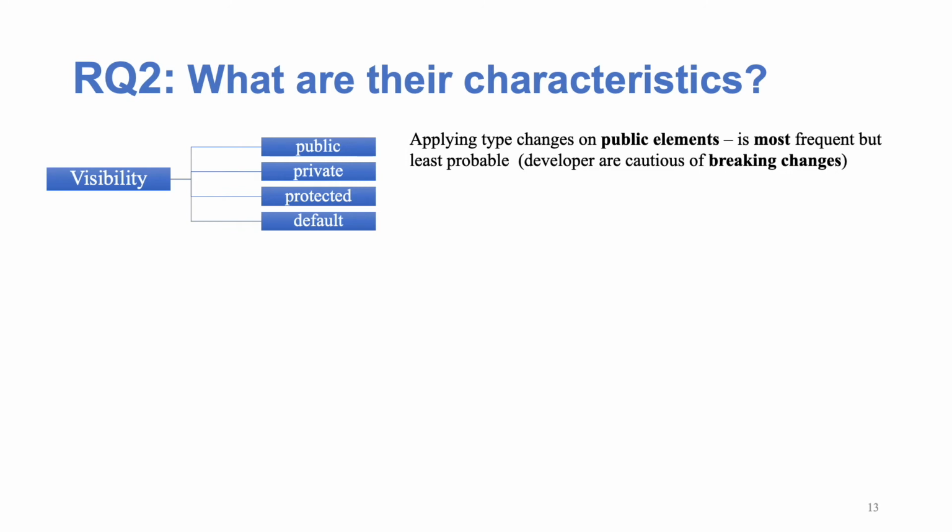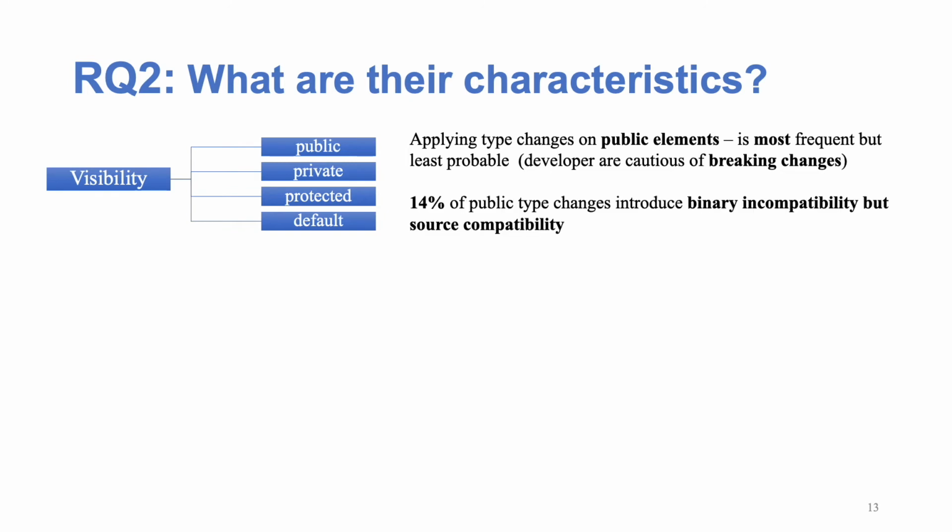Our analysis showed that the public elements are most frequently updated, but developers are cautious when applying them. Moreover, we found that in 14% of these cases, the change introduced binary incompatibility while the source was compatible.